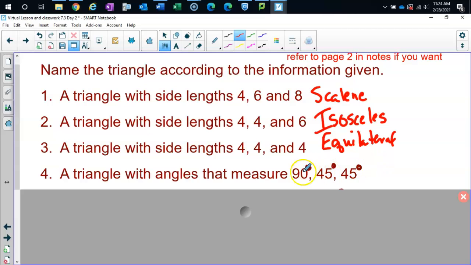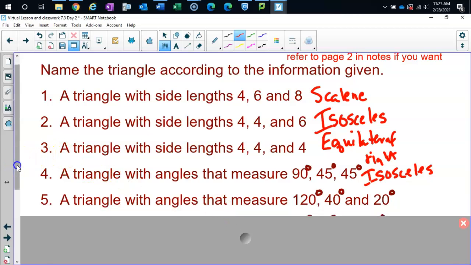All right, this triangle has a 90-degree angle, so it is right. And it has 2 equal angles, so that means it has 2 equal sides. It will also be isosceles. Right isosceles. 2 names from here out.